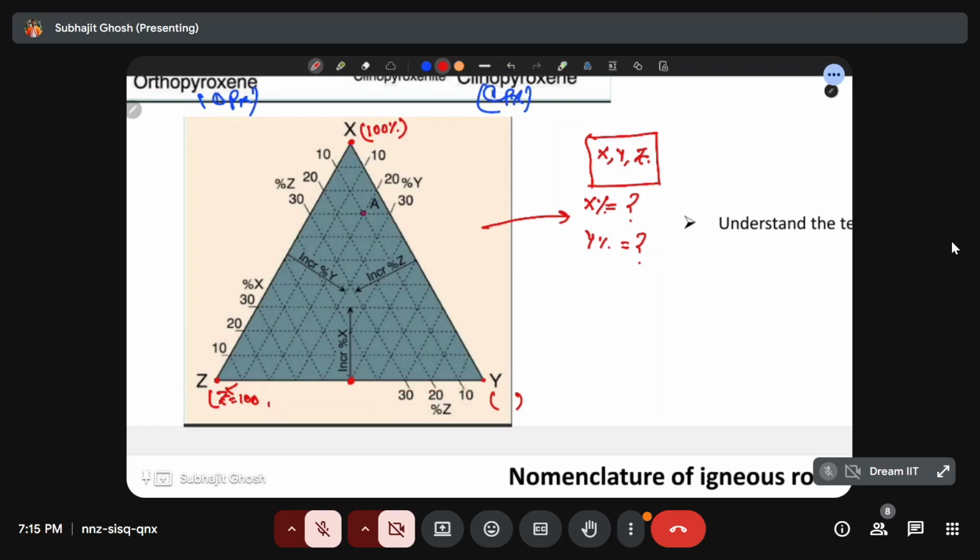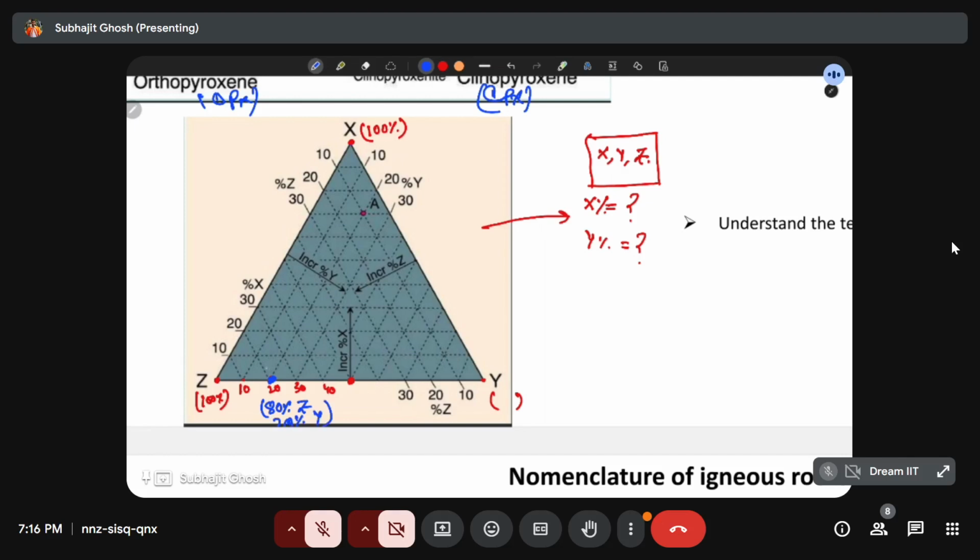Okay, if you are at this point, let's say it's 10, 20, like this, it's increasing. If you are at this point, then what you can say, like I just told you that this is 100% of Z. Okay, that means you have here at this point, the blue one, 80% of Z, right? 80% of Z, not 100%. And the rest is 20% of Y.